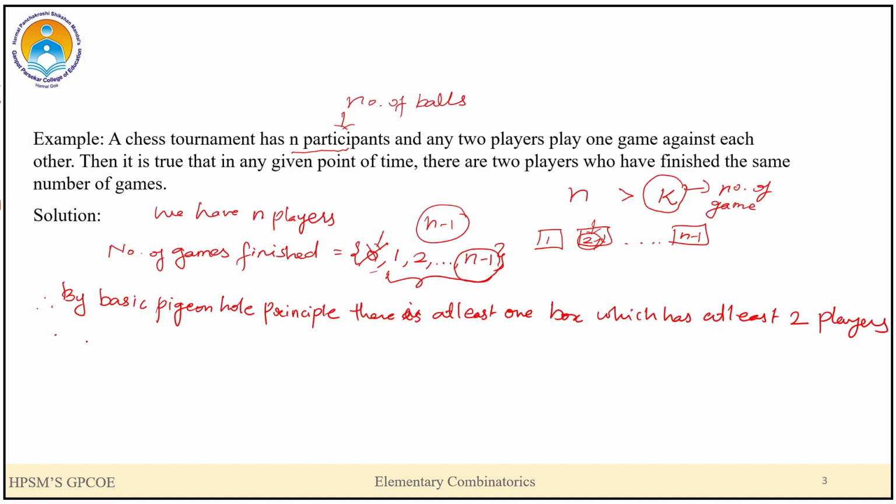that in any given point of time there are two players who have finished the same number of games. So therefore there are two players who have finished the same number of games.